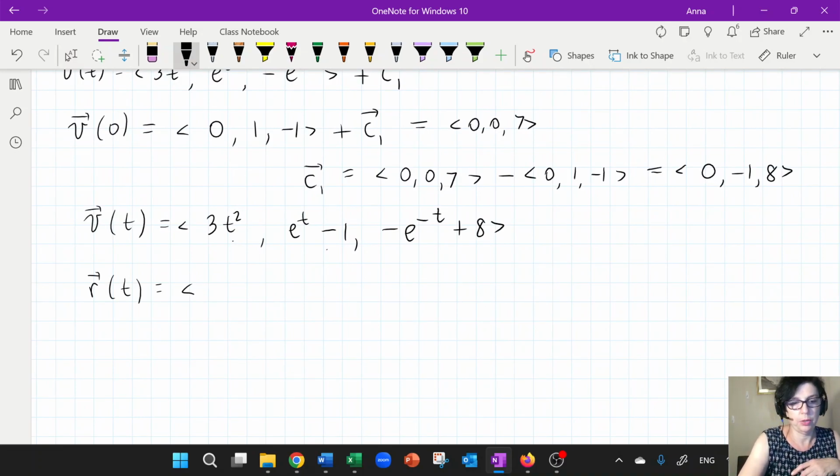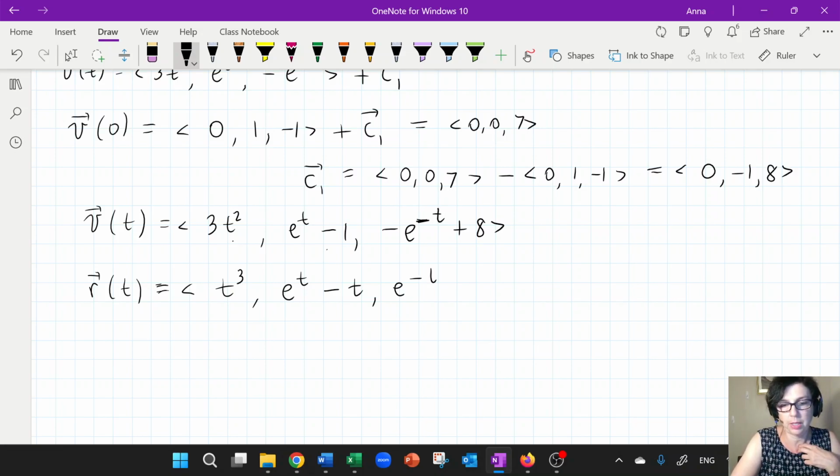For the integral of 3t squared, that's t cubed. e to the power t is the same, e to the power t. The integral of 1 is t. Here, when I integrate negative e to the negative t, another negative comes in the front, and it'll cancel with the negative here. So that will become e to the negative t plus 8t.